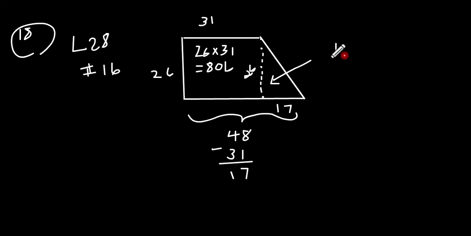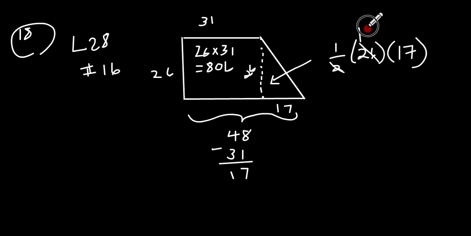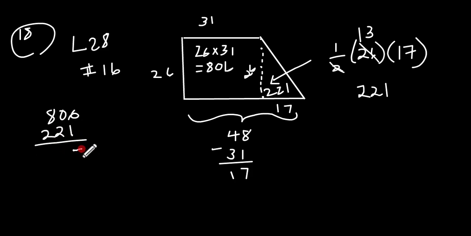So to do the triangle, we're going to do 1/2 times 26 times 17. 2 goes into 26 13 times. 13 times 17 is 221. You can put the units on at the end, but make sure you put the units on. So this is 221. We add 806 and 221, and we get 1,027. It doesn't have units on this one, I think, so you put units squared. If it's centimeters, it'd be centimeters squared. Area is always units squared.